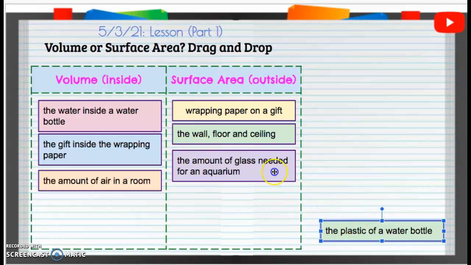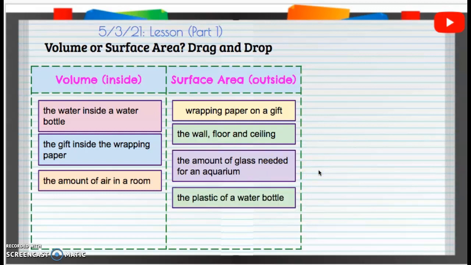And then the plastic of a water bottle, that's just the outside. So we're going to put that for the surface area and surrounding the outside.